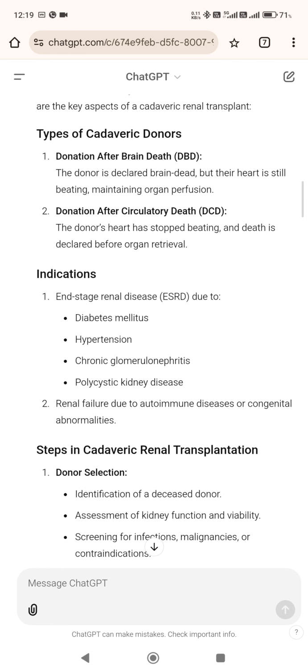Indications. 1. End-stage renal disease, ESRD, due to diabetes mellitus, hypertension, chronic glomerulonephritis, polycystic kidney disease. 2. Renal failure due to autoimmune diseases or congenital abnormalities.